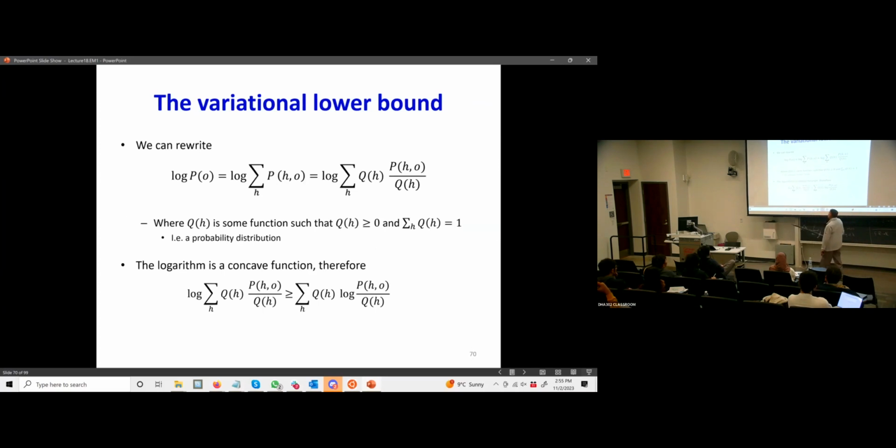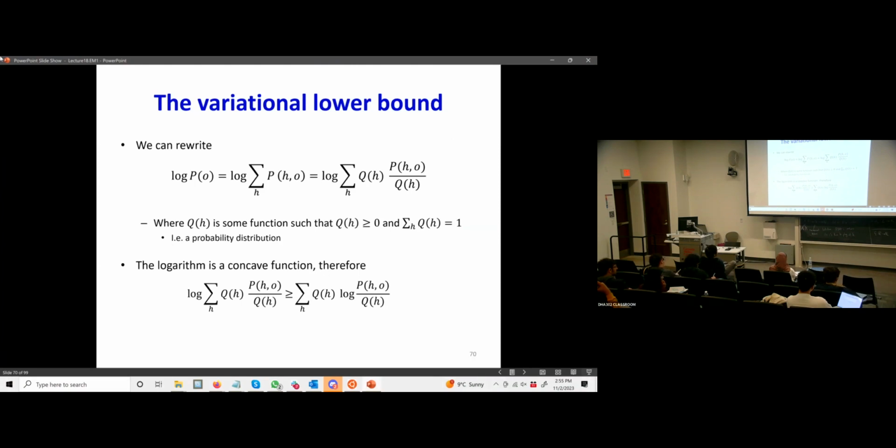No, it's the same, right? So I can write it this way: log of summation over H, Q of H times P of H, comma O, divided by Q of H. Everybody with me? And it turns out that when I write it this way, I can pull the Q out, and this becomes a lower bound. That's because we have this property, which is that the logarithm is a concave function.